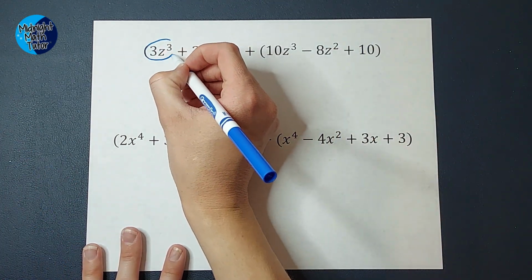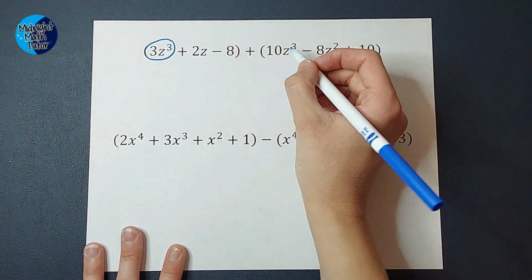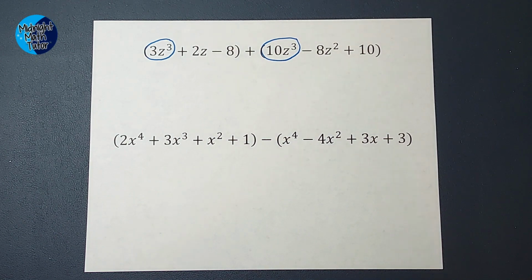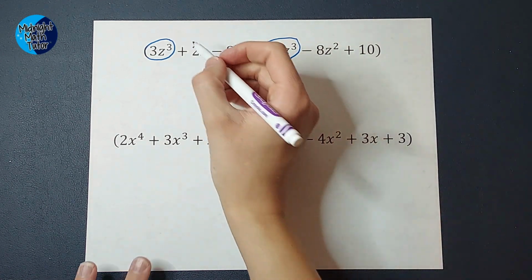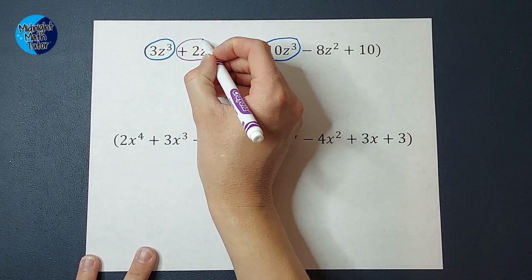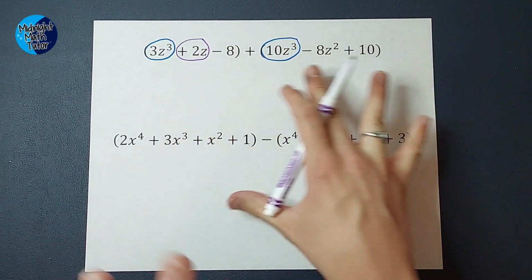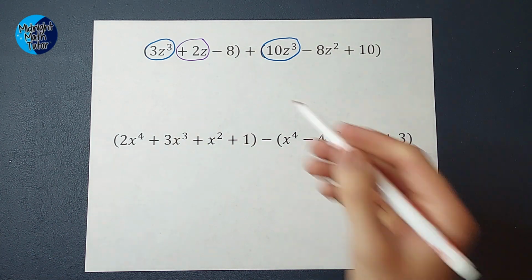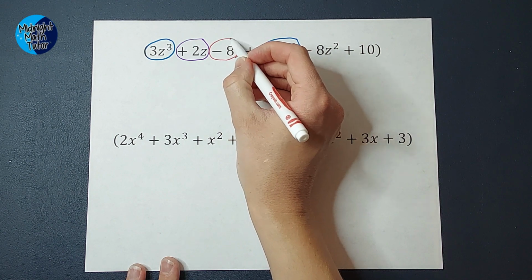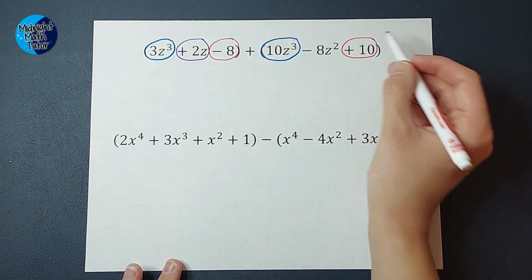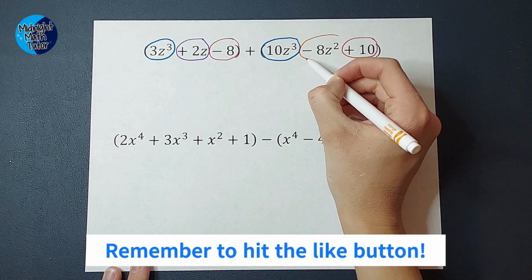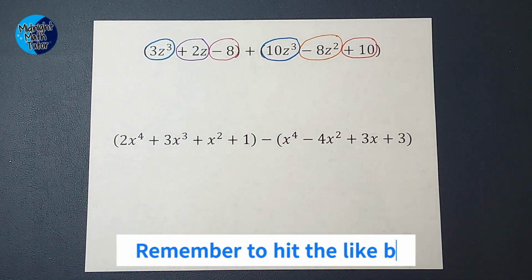So 3z cubed can be combined with 10z cubed, right? Okay. And then here we have a 2z, and there's no plain z over here, right? So that one doesn't have any like terms. We have a -8 and a 10. And then we didn't forget about this one. That one doesn't have a like term either, right? So that one we will do orange, okay?